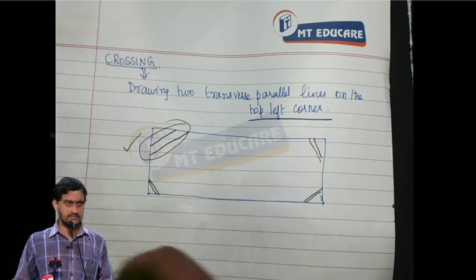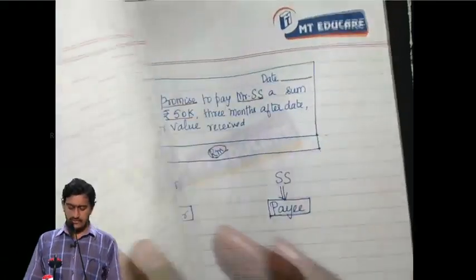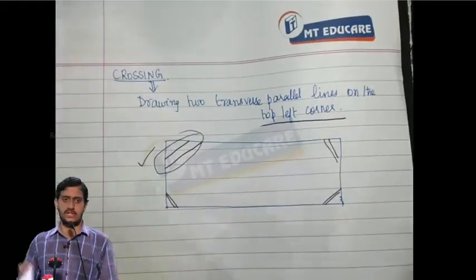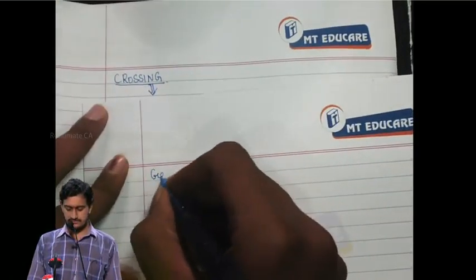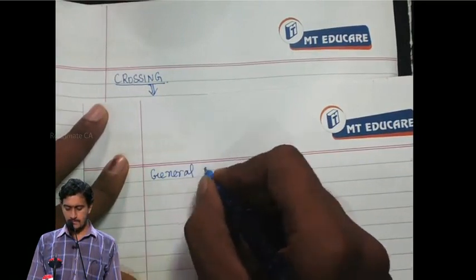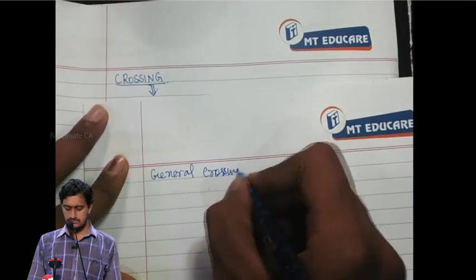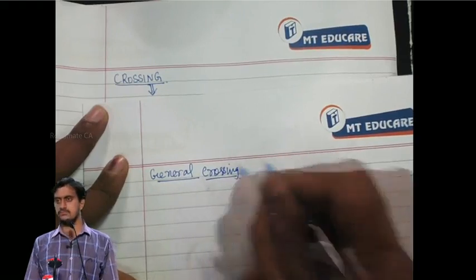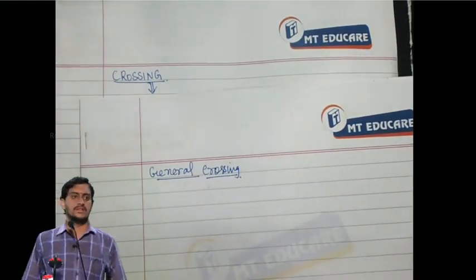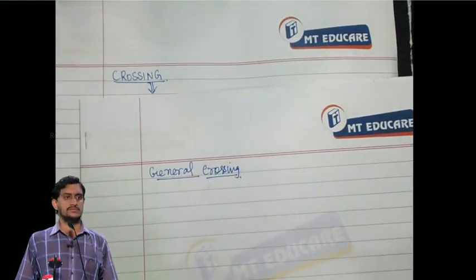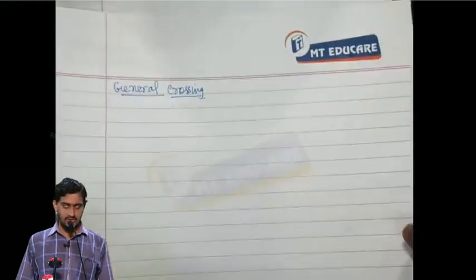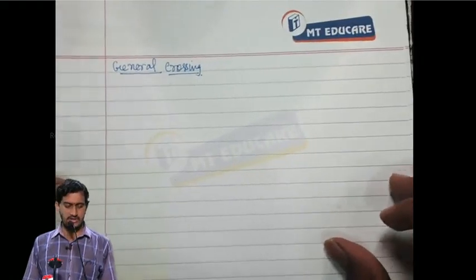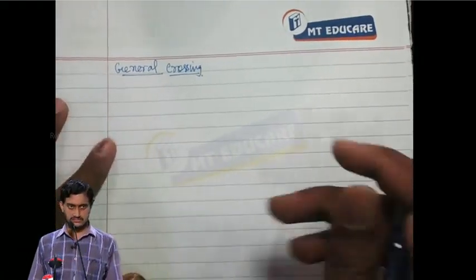Please concentrate. Now, I am going to start with the first type of crossing called general crossing.